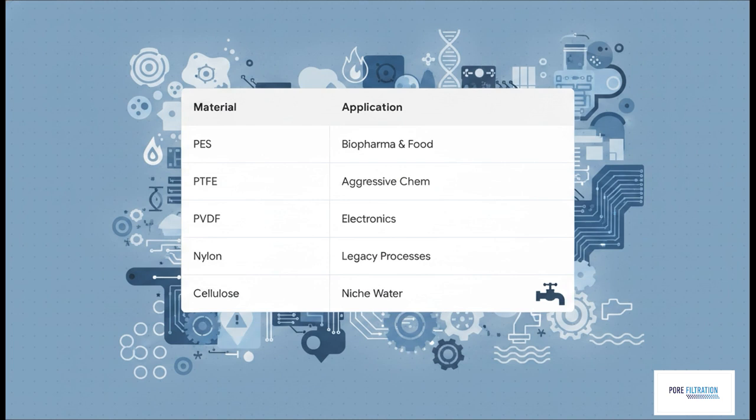First up, PES. It offers super high flow and low protein binding, so it totally dominates biopharma and food and beverage. Then you've got PTFE, bringing extreme chemical and temperature resistance, perfect for aggressive chemicals and sterile gas.